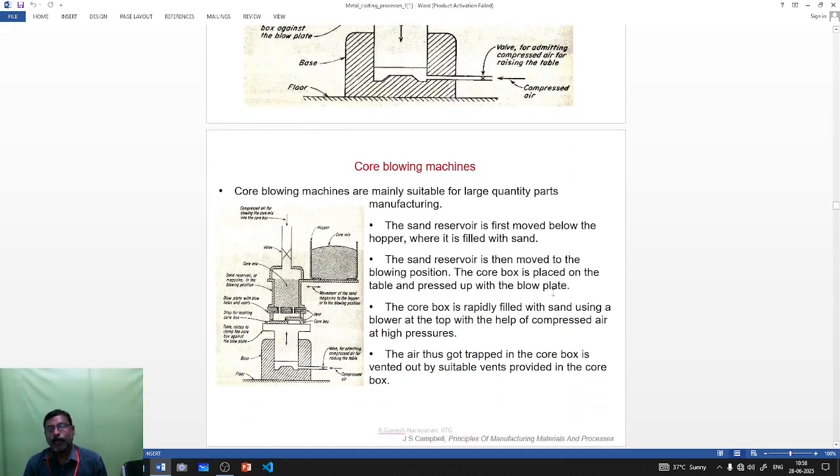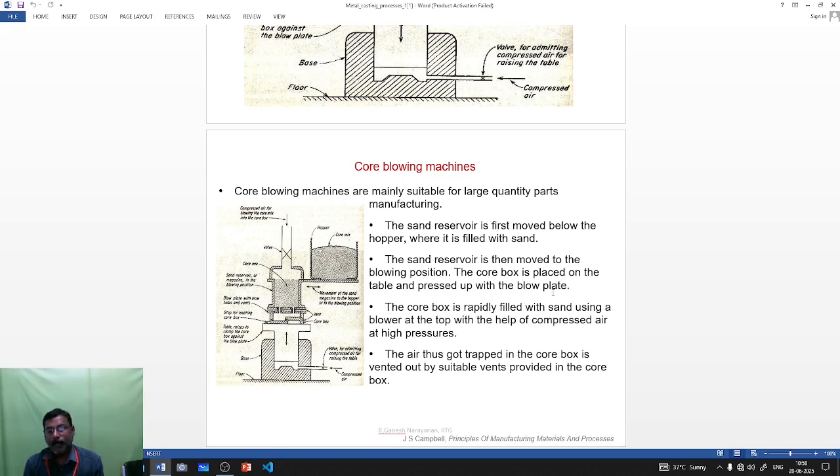Then core blow machines. Core blow machines are mainly suitable for large quantity part manufacturing. The sand reservoir is first moved below the hopper, where it is filled with the sand. The sand reservoir is then moved to the blow position. The core box is placed on the table and pressed up against the blow plate. The core box is rapidly filled with the sand using the blower.